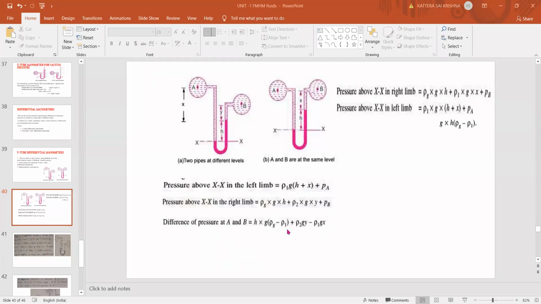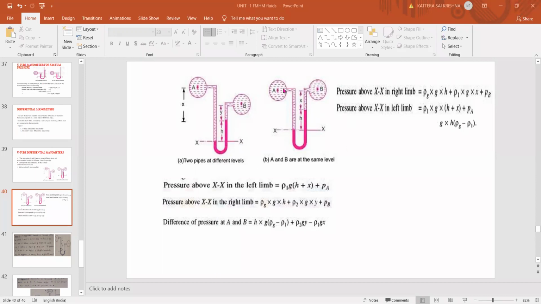Any doubt here? If you have any doubt, please ask me. But please copy these formulas for the two pipes at different levels.